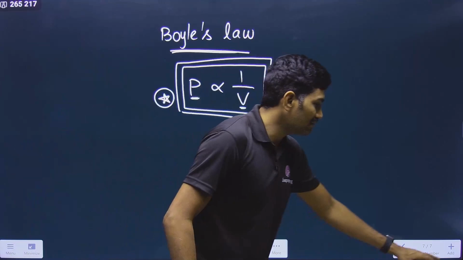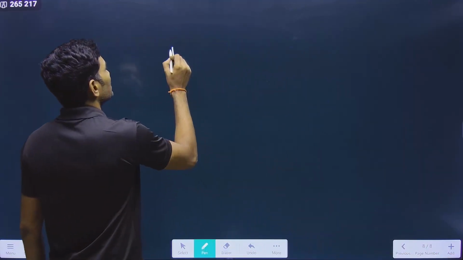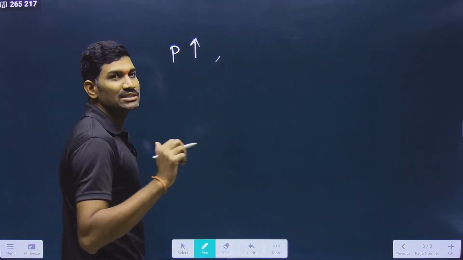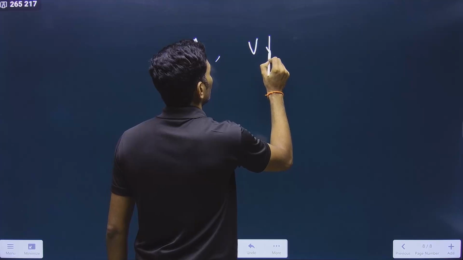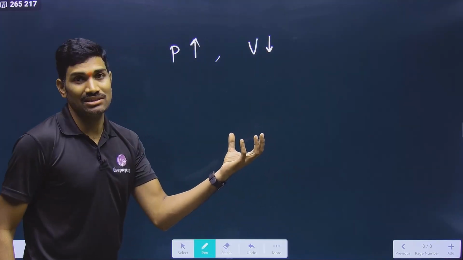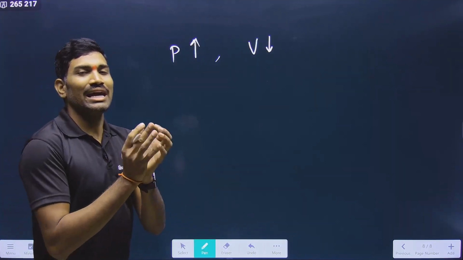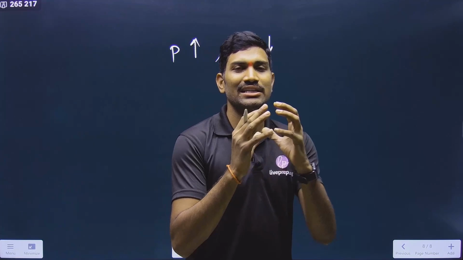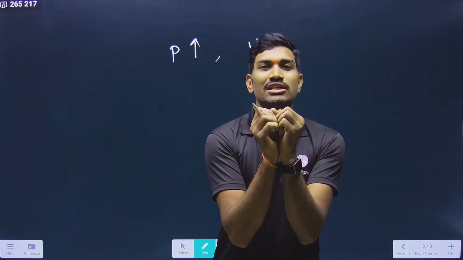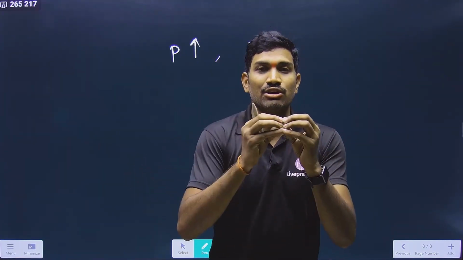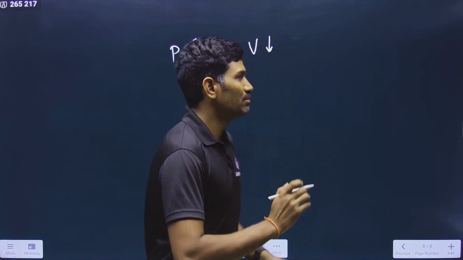What is the meaning of this inverse relation? Pressure is increased when the volume of that particular lung is decreased. Yes or no? So for the airtight container, if volume is decreased, pressure will be increased. If volume is increased, pressure will be decreased.